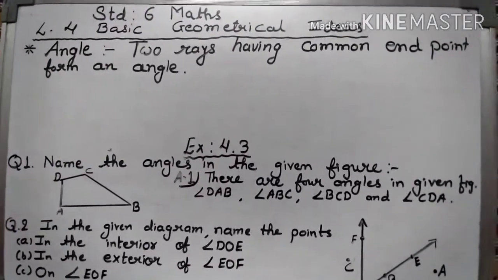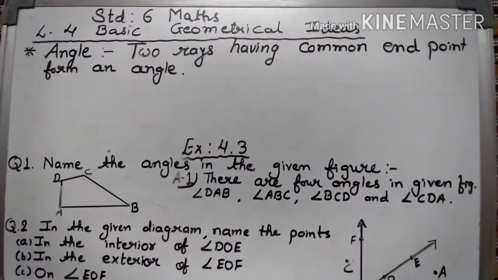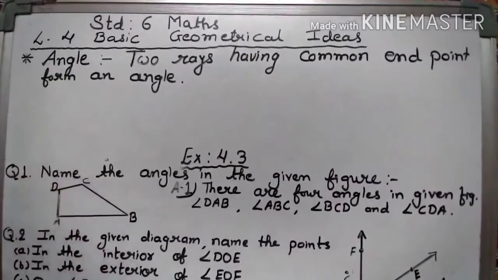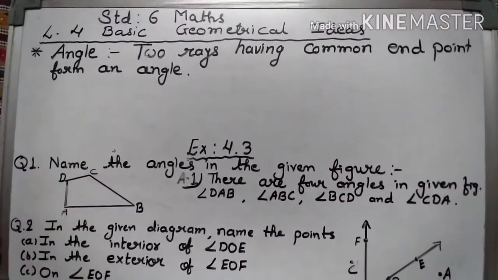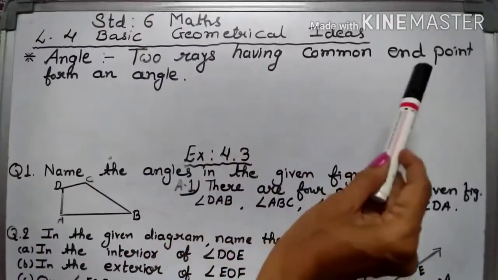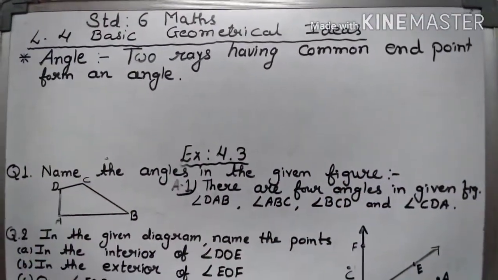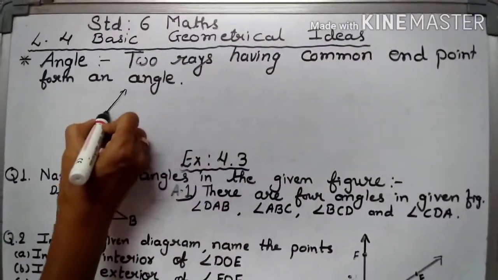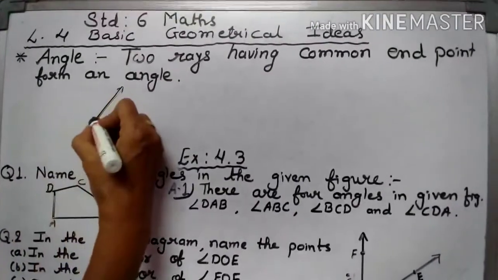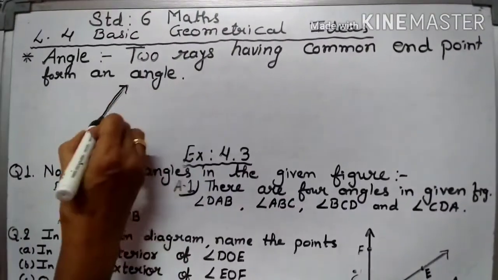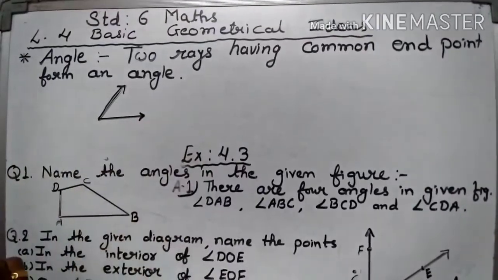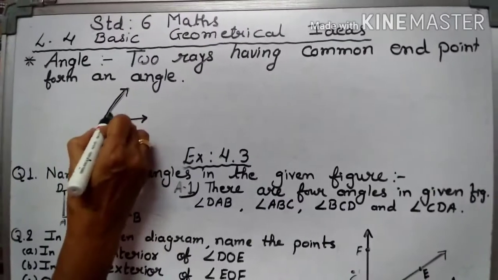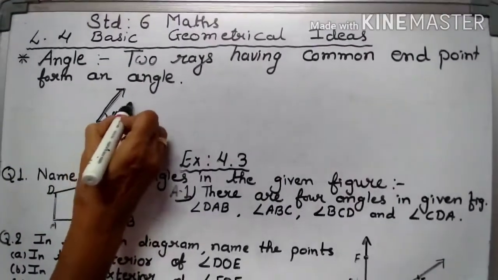Hello students, before starting our exercise 4.3, let us understand what is an angle. What do you mean by angle? When two rays having a common end point form an angle. Look here, here is your one ray, here is your common point, and this is your second ray. When two rays have a common end point, it is called an angle.